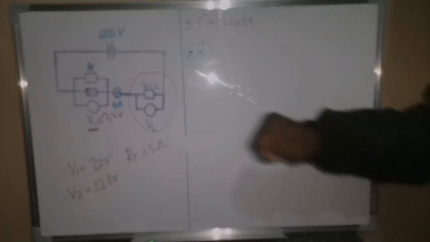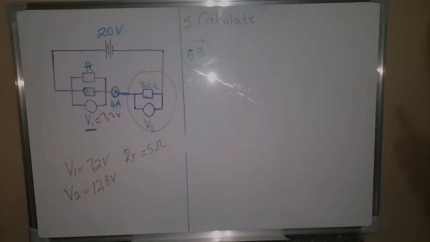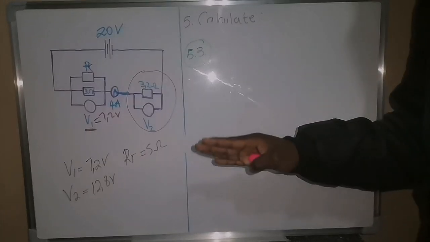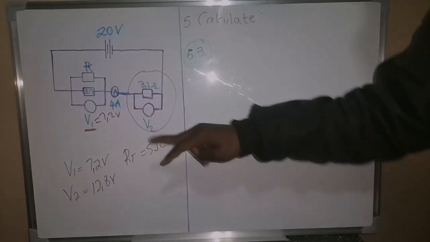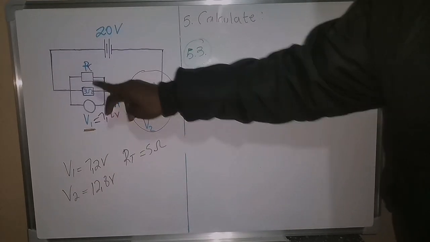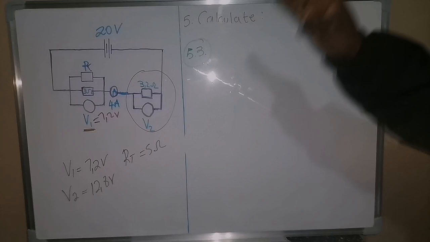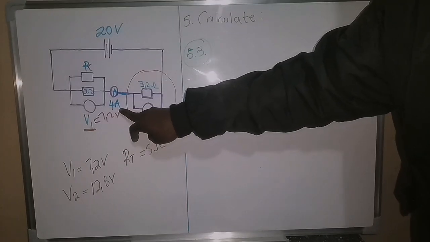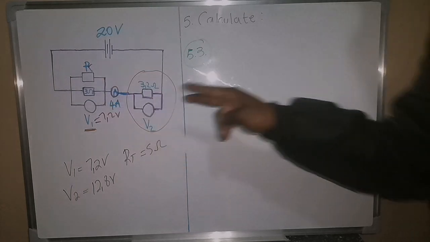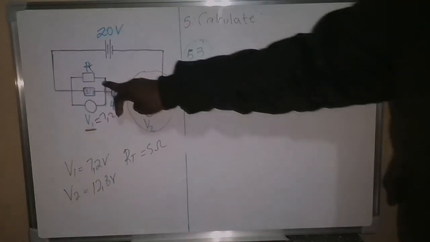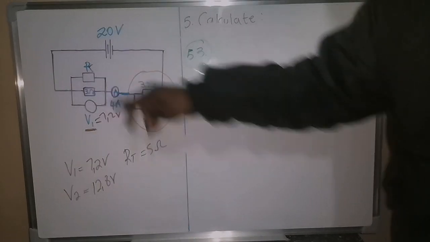Now, how are we going to find R? Simple. First, you need to know what will be the value of the current on both the resistors. I recall they are connected in a parallel connection. You need to know, when this current enters this branch, how much it will share between the 3 ohm resistor and the R resistor. That's important for you to know.